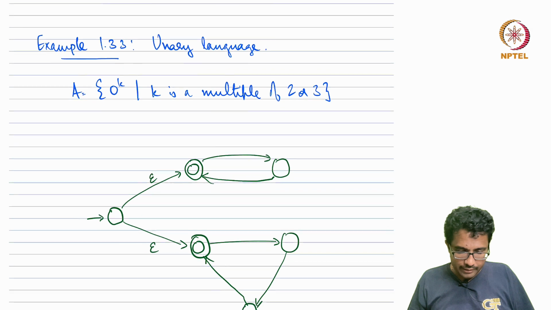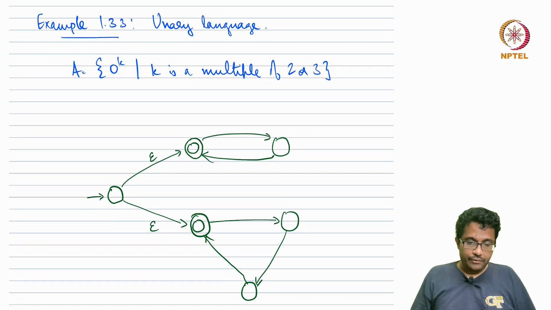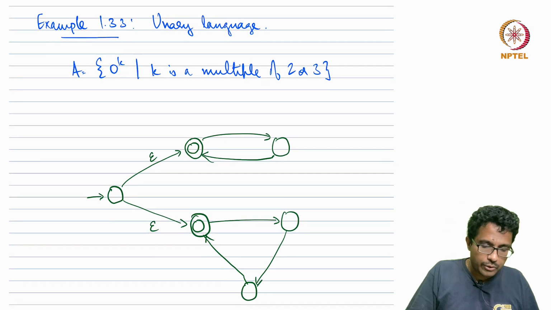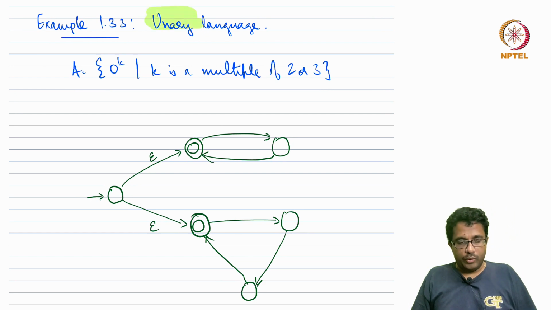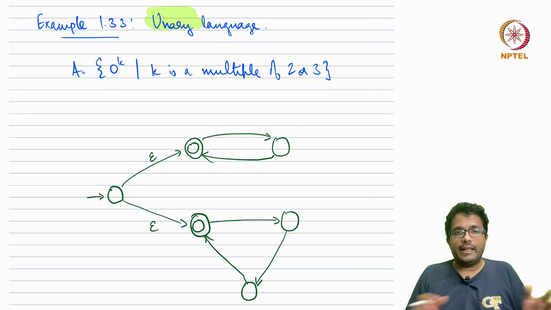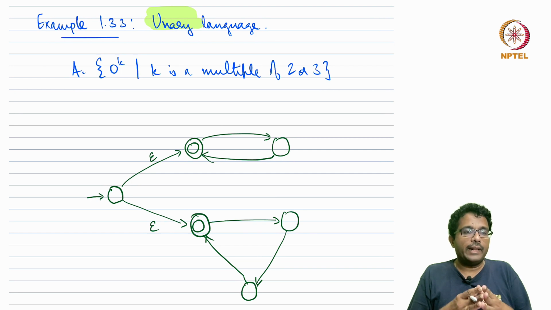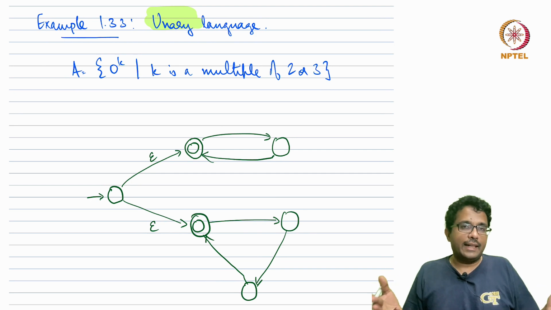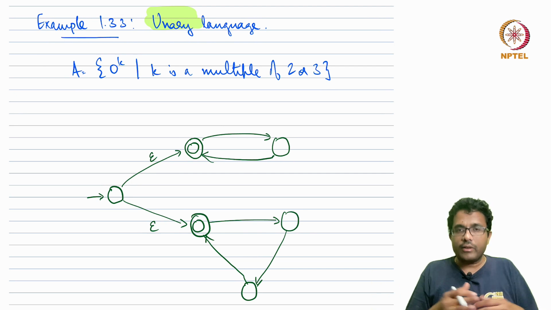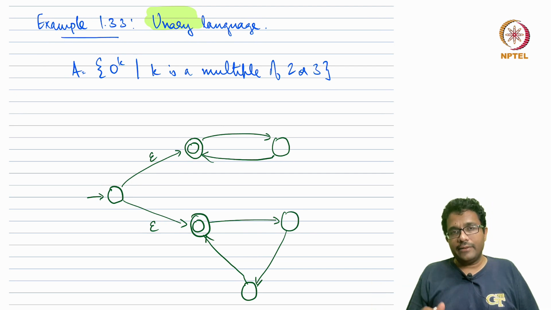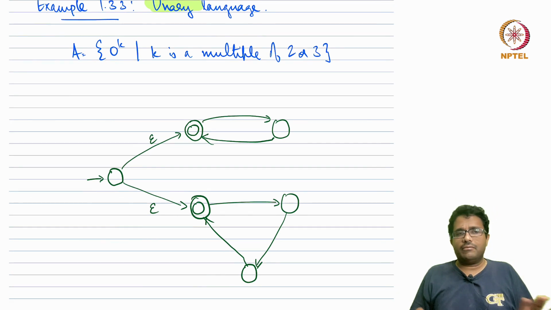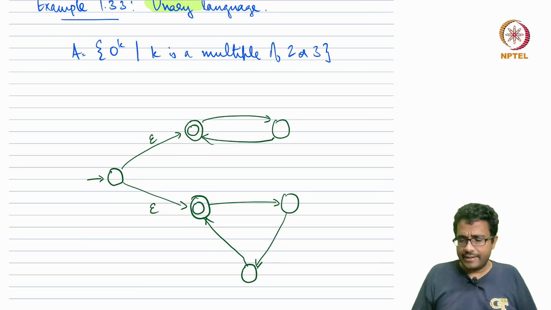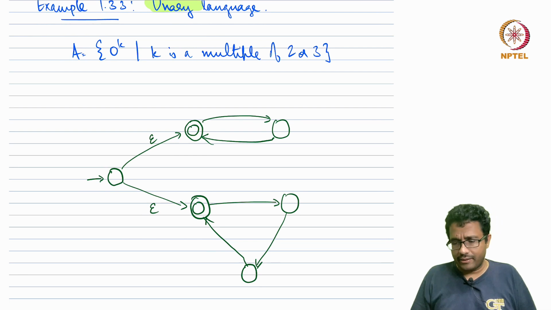And finally, I have one more language which is a unary language. Unary means it's a language over only one symbol. In this case, the symbol is 0. So any string is entirely composed of zeros, and I accept the string based on its length. The only parameter is the length, right? Because all the symbols are zeros. I accept the string if the length is a multiple of 2 or 3. Again, you can make a DFA for it. It's not that hard, but the NFA is really simple. I'm not bothering to explain, but you can have a look.